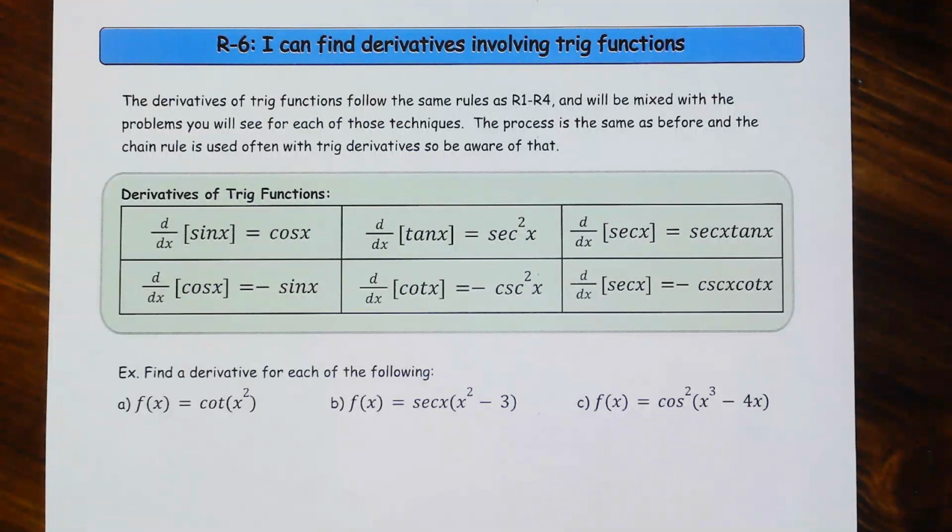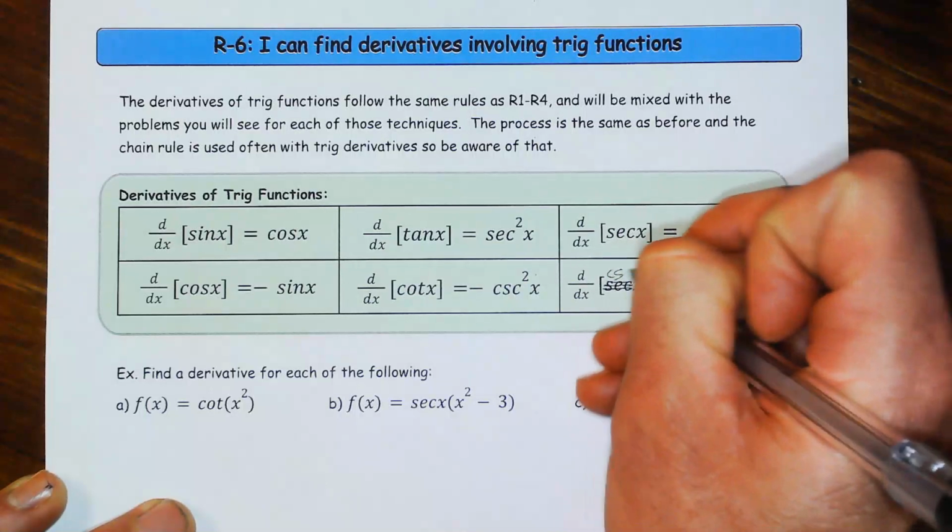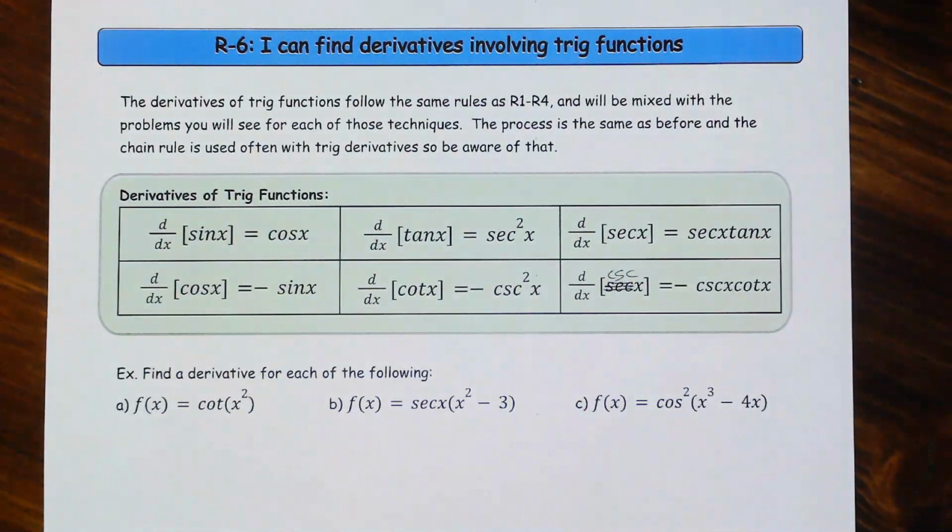All right, for R6, we're going to talk about derivatives involving trig functions. So we're going to use the first 6 trig functions that you are familiar with: sine, cosine, tangent, secant, cosecant, and cotangent. That is a typo, CSC. That should be a cosecant.